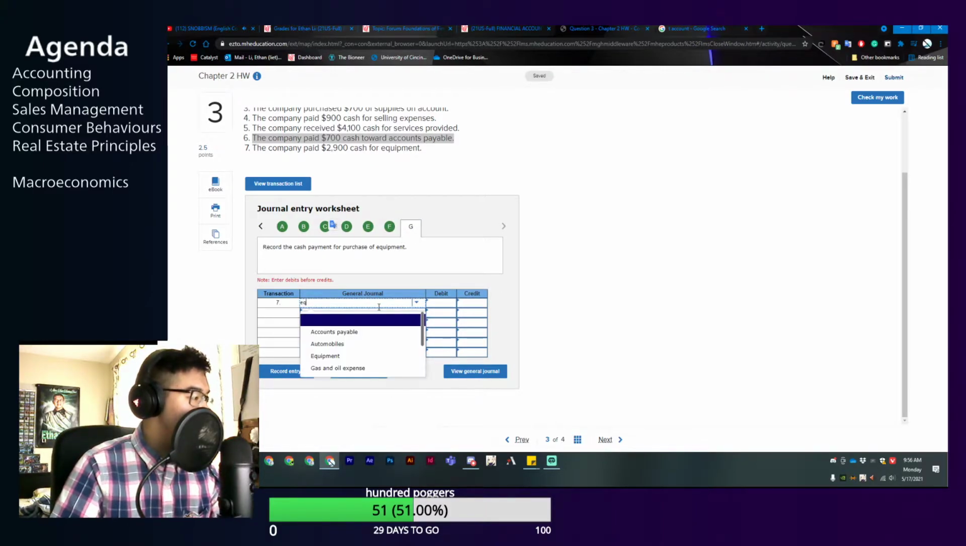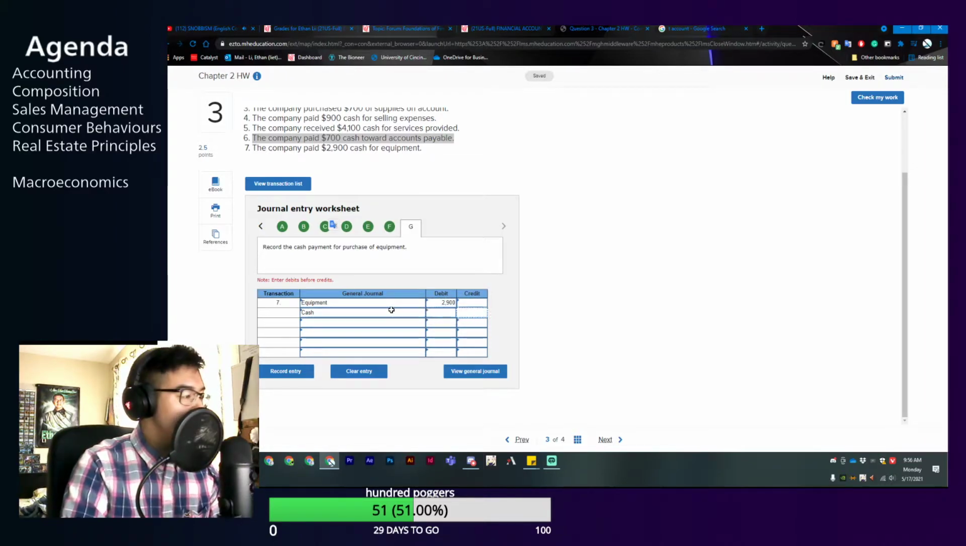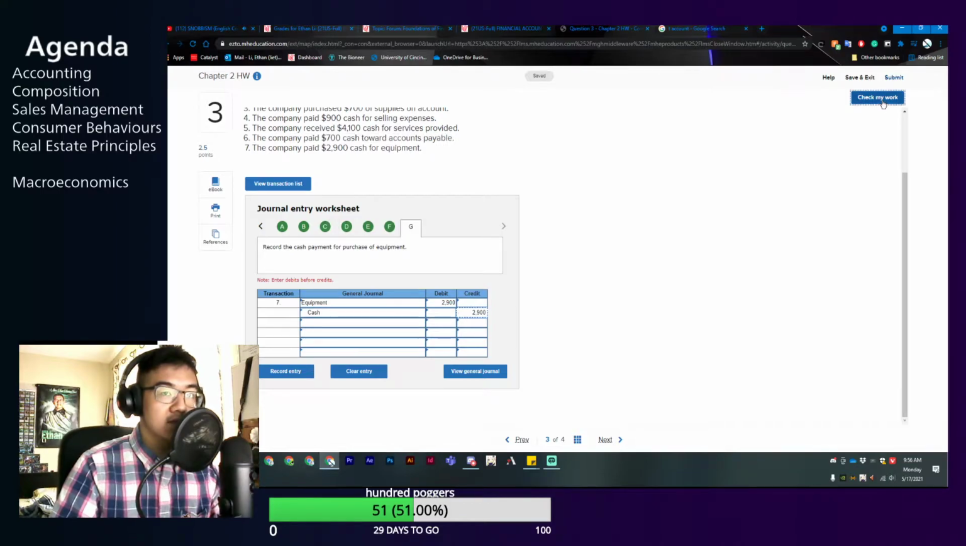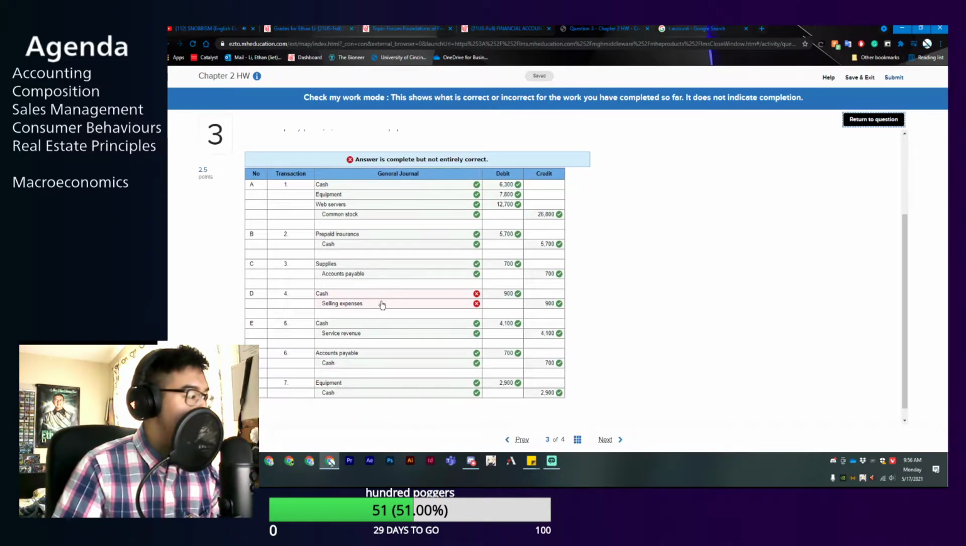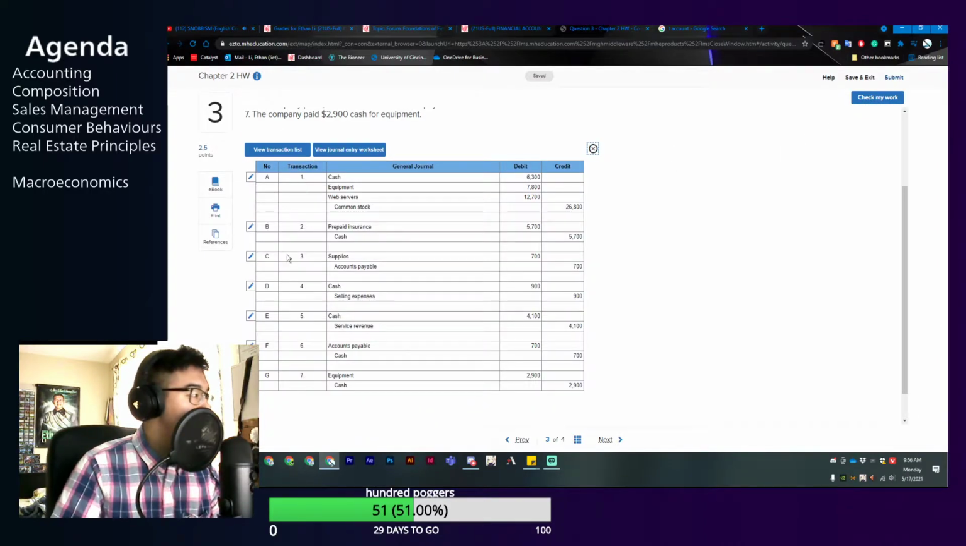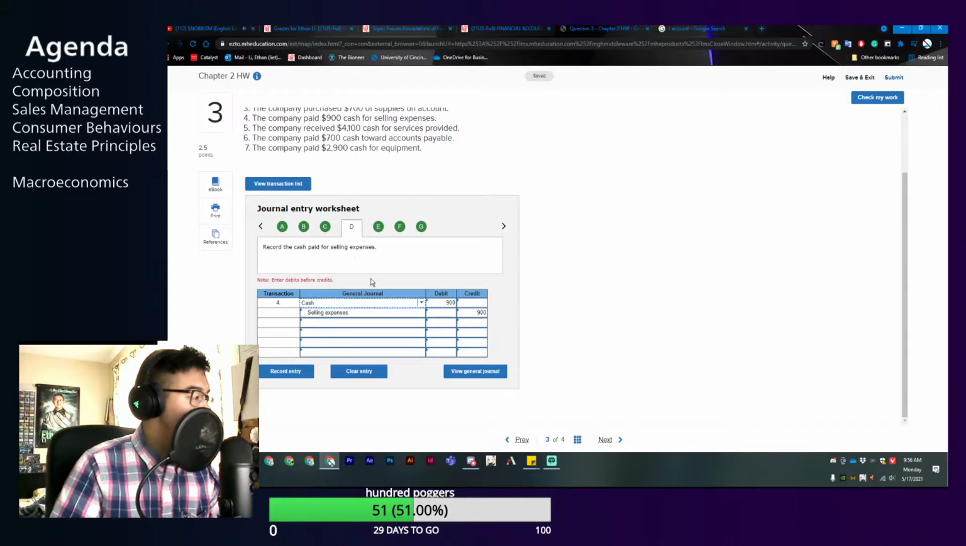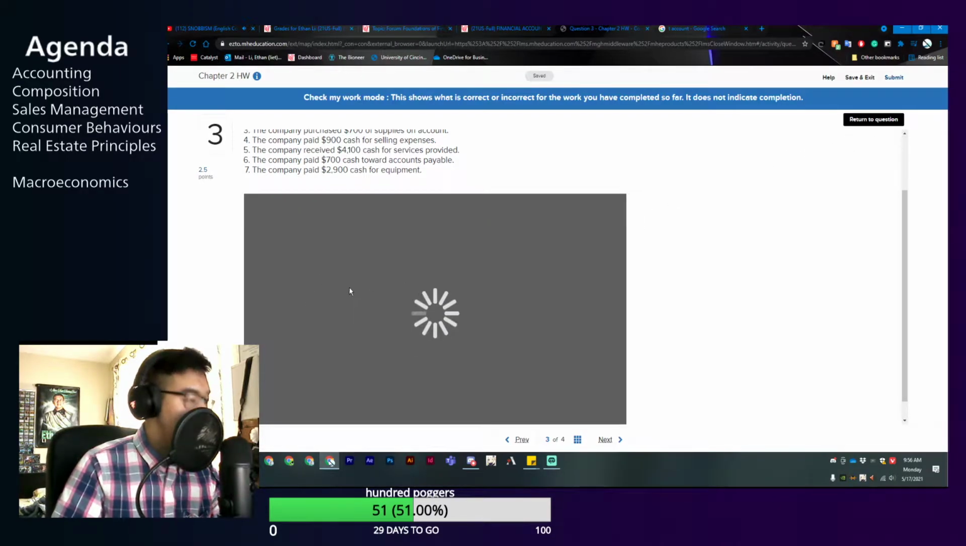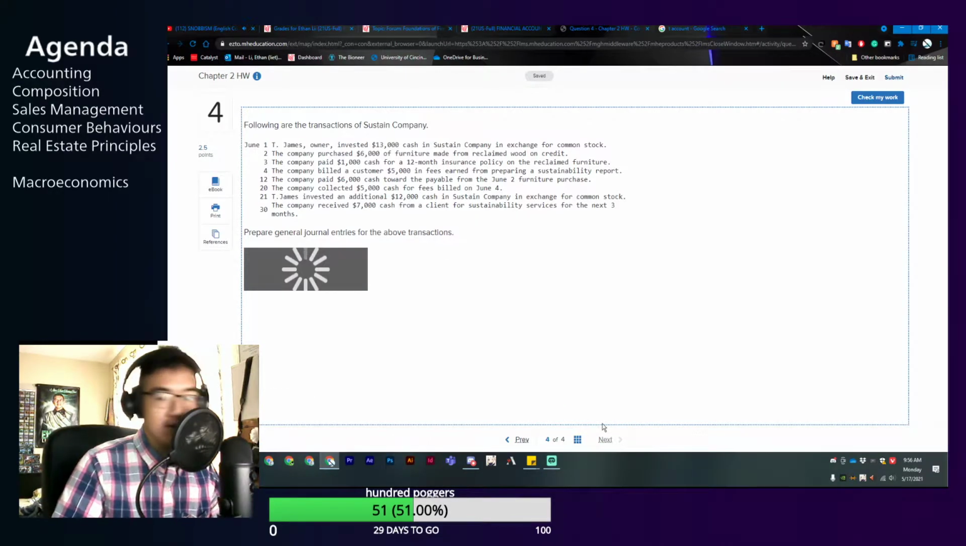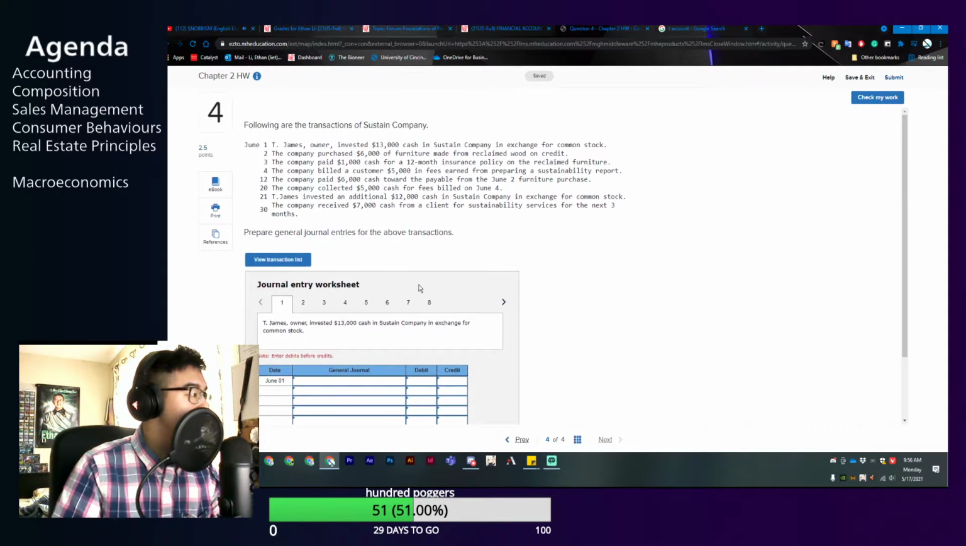Alright, and then last one, equipment. Cash. Debit of 29. Alright, let's check all this to make sure I didn't accidentally mess up. Okay, of course we did. Number 4. What is number 4? Oh, cash paid. Right. These would be flipped. Selling expenses. Cash. Yep. Nice and clean. Our books are nice.